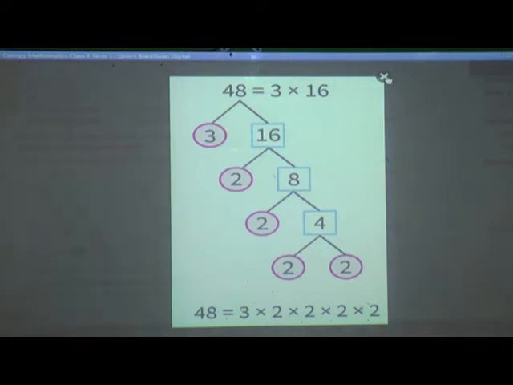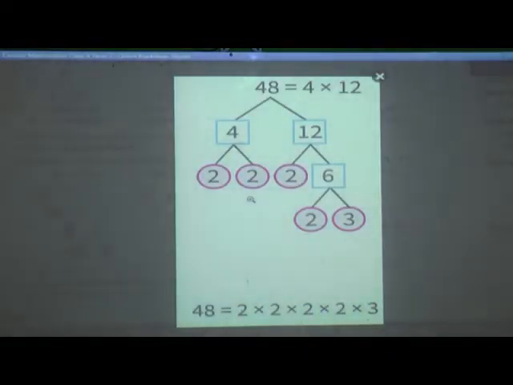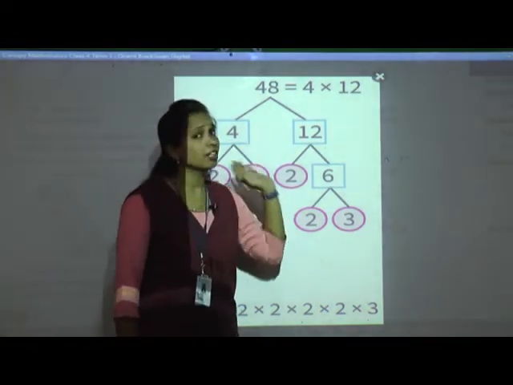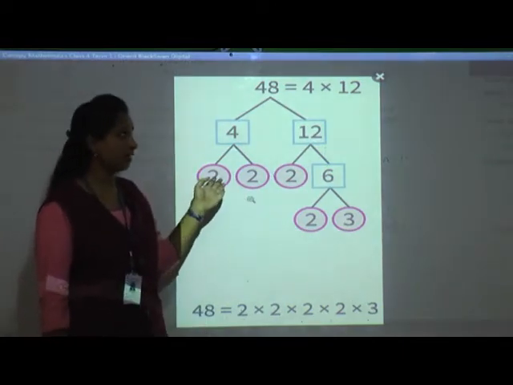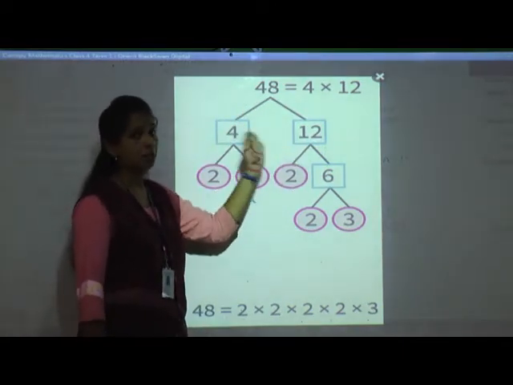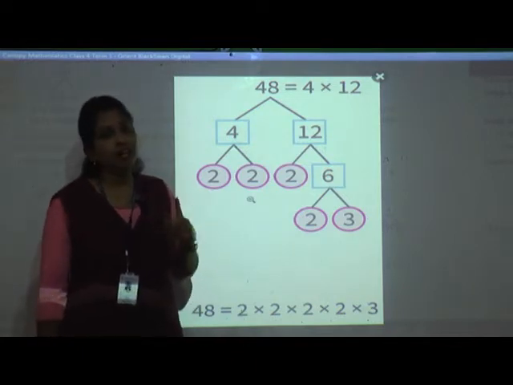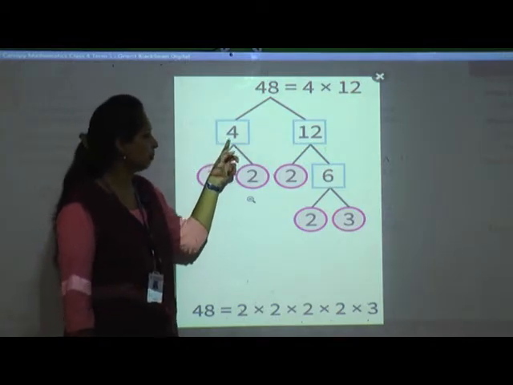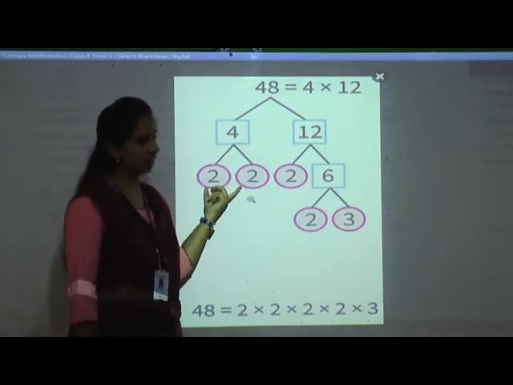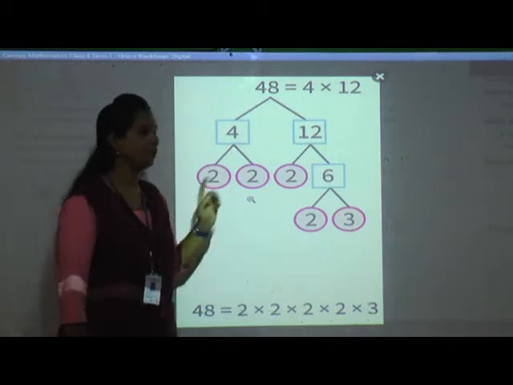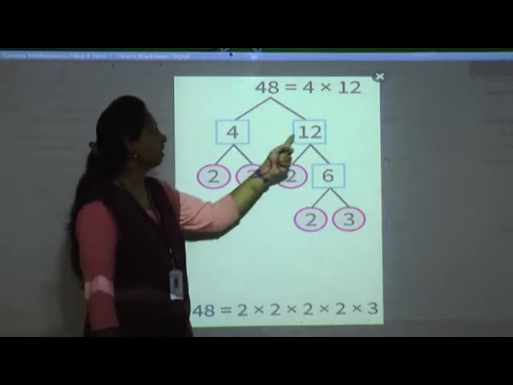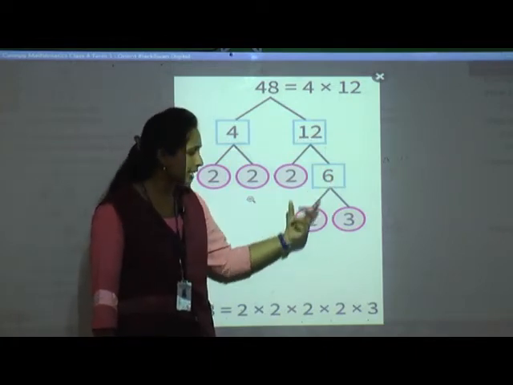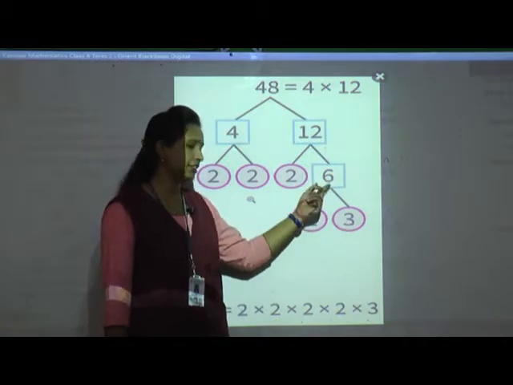Now see the next one. Here also, when we split 48 we got 4 and 12. When we did prime factorization of 48 we got 4 and 12, but 4 and 12 both are composite numbers, and we are finding prime numbers. So we need prime numbers. Now 4 can be split up into 2 multiplied by 2, we get 4. Now 2 and 2 are prime numbers, we have to stop. Now 12 can be split up into 2 multiplied by 6. Now 6 again we can split up into 2 multiplied by 3.